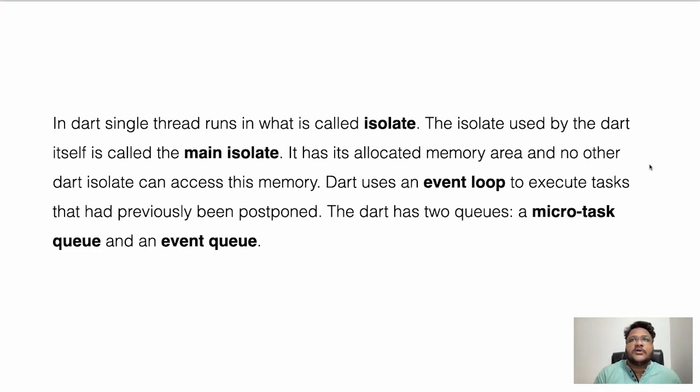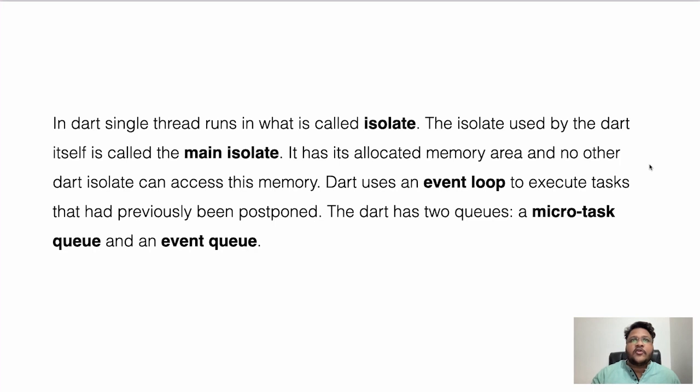So we are going to learn a lot about isolates in this discussion. Here we can familiarize ourselves with a few terms which we are going to use a lot. An isolate is nothing but a thread in the Dart environment. Dart is a single isolate environment, and each isolate has its own allocated memory.